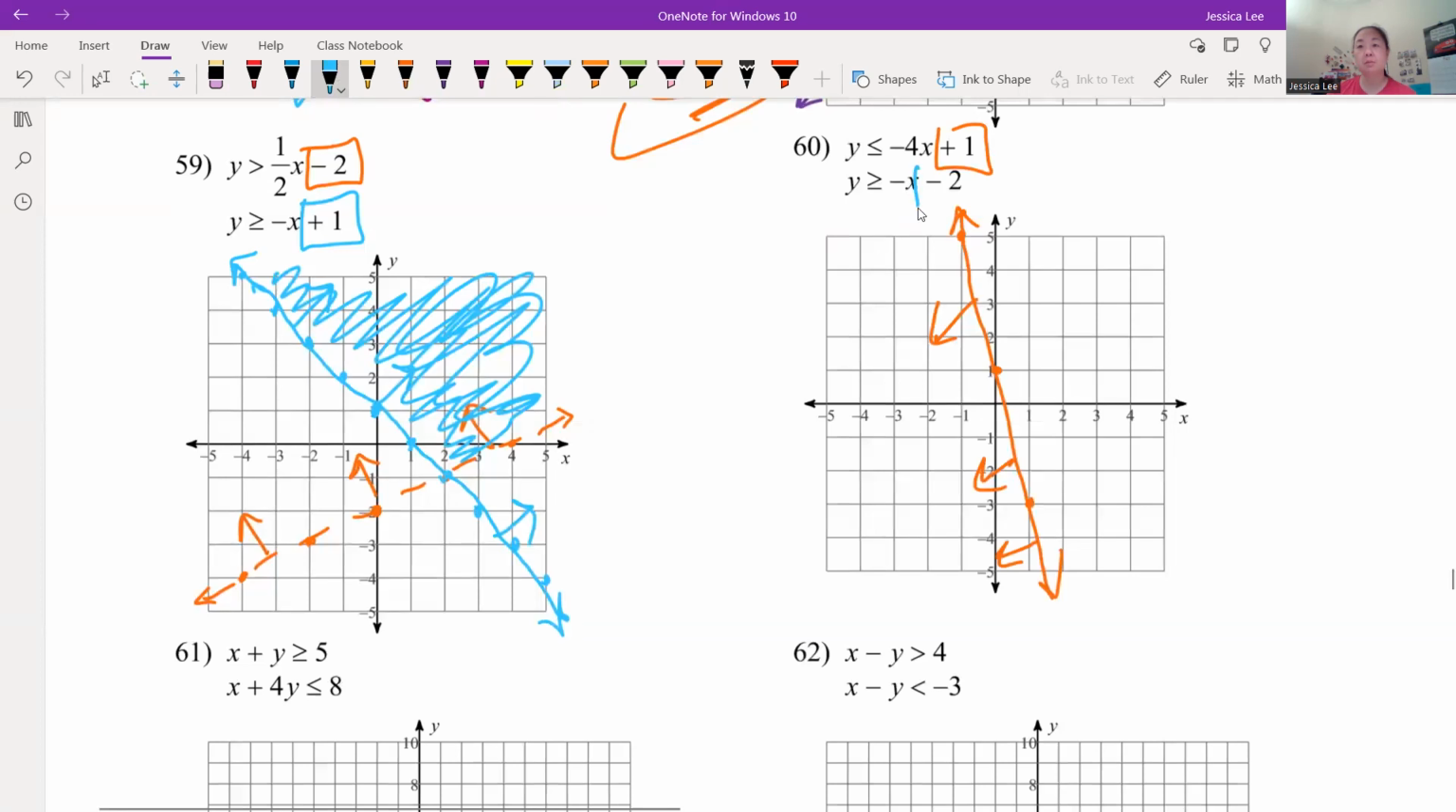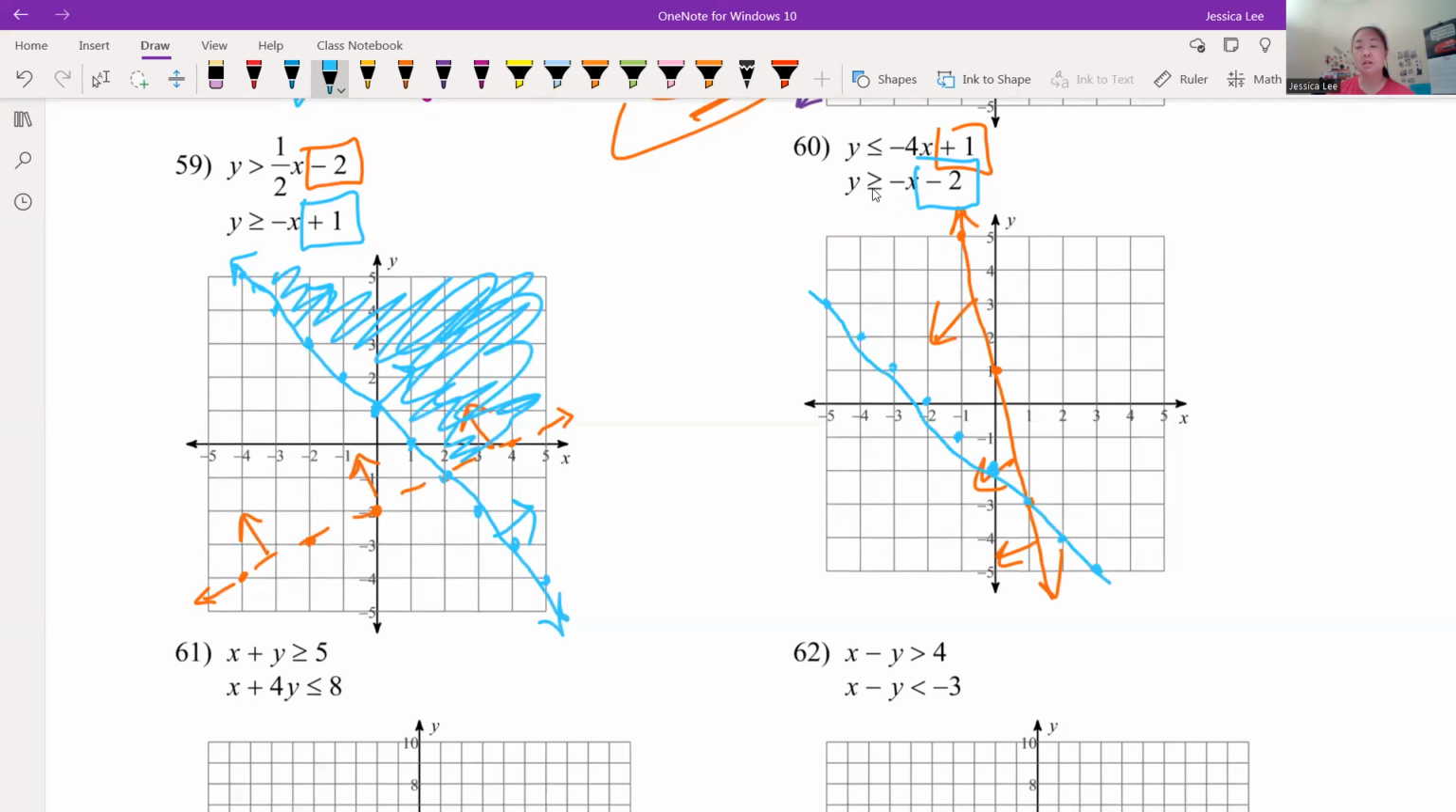All right, second one is going to be -2. We're going to start here at -2. Our slope is -1. So up 1, to the left 1. So we're going just like this. It's going to be a dashed line. Nope, just kidding. I mean, a solid line because it's equal to.